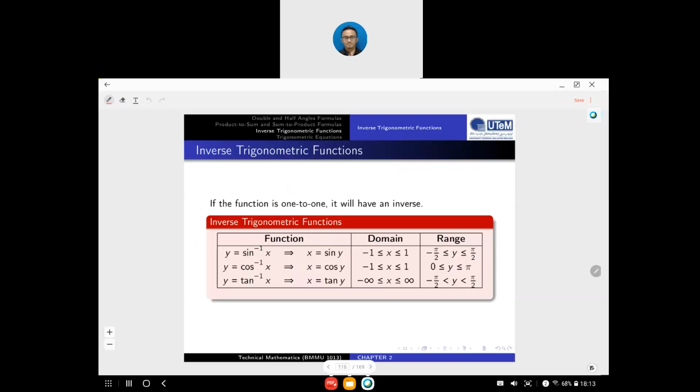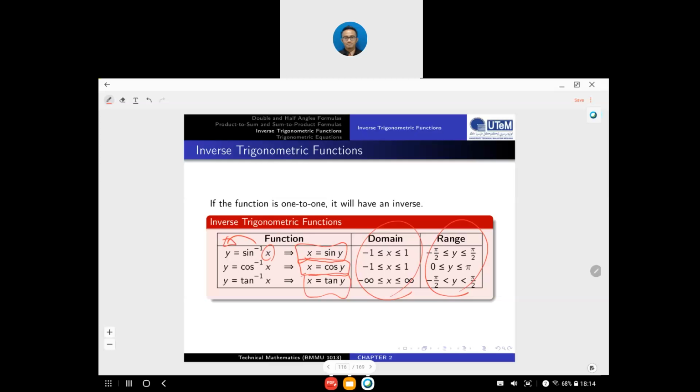Okay. So this is the function. Okay, ni awak kena faham ni. Okay, kena ingat. Okay, y equal to sin inverse x. Inverse maksudnya dia terbalikkan kat sini. So dia akan jadi x ni boleh jadi kat depan. So kita terbalikkan dia, dia boleh jadi x equal to sin y. Ni akan jadi x equal to cos y. Yang ni akan jadi x equal to tangent y.